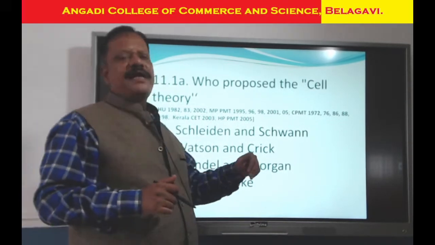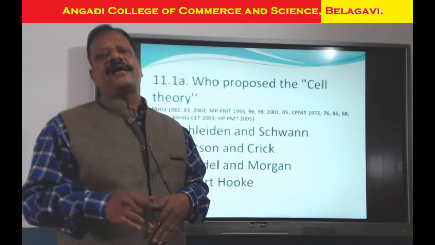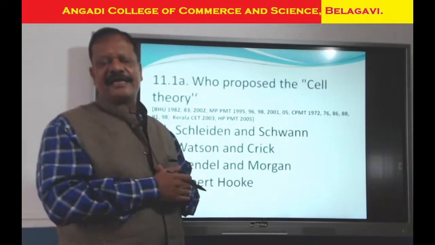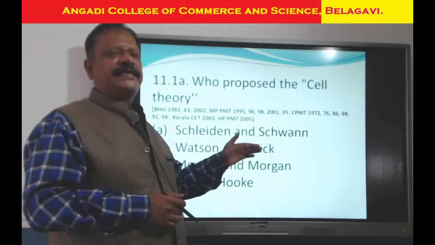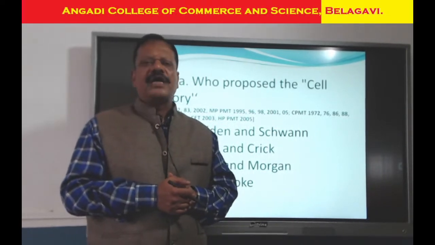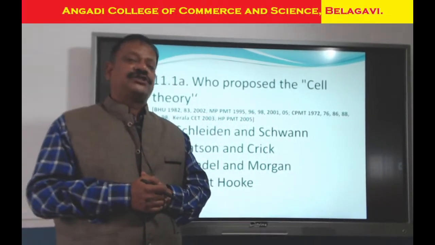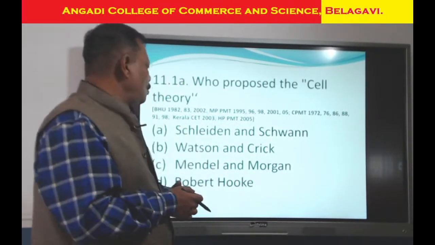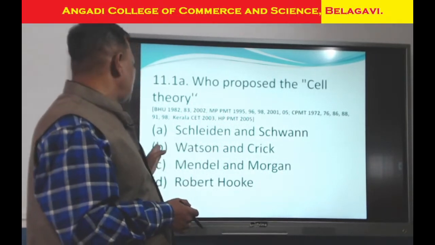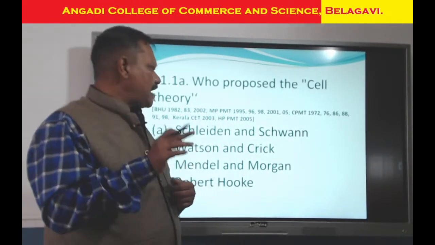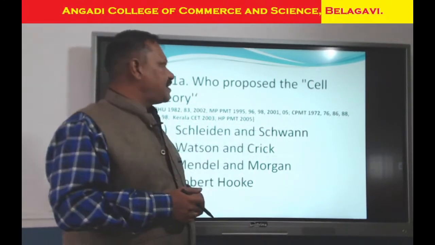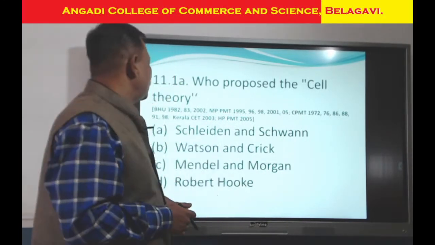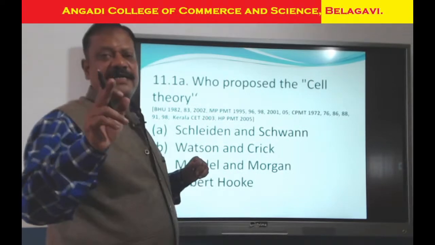Next one, Mendel and Morgan. Mendel and Morgan are related with genetics. So as a result, this is also not a right answer. Now Watson and Crick showed the double helical structure of DNA and also got a Nobel Prize for that. So Watson and Crick is not a correct answer for the cell theory. But Schleiden and Schwann proposed the cell theory. So as a result, option A is the right answer.